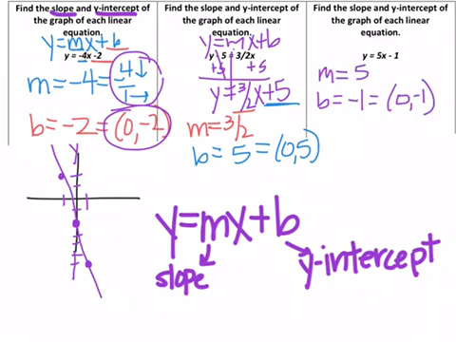Your answer for your slope is 5, so if you were to graph it, you'd go rise 5 over 1. Your y-intercept is -1 because it says -1, so the point on the graph that it would start at would be 0, -1.